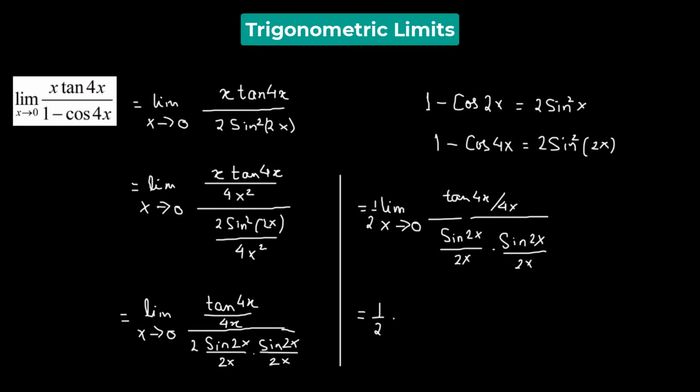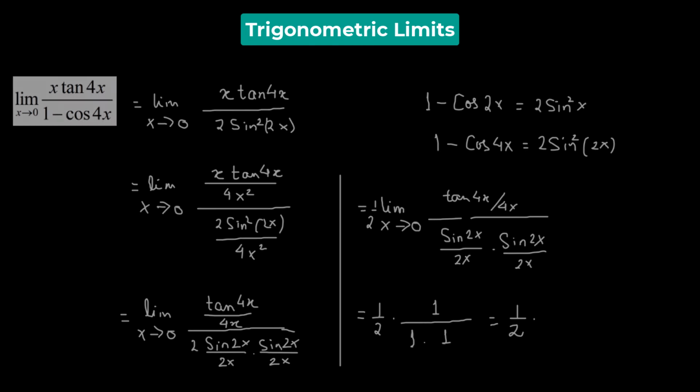Now when we apply the limiting value of x going to 0 to each of the functions, the numerator, which is tangent of 4x over 4x, will be 1 as per our definition. Sine 2x over 2x is also going to give us 1. So the final limiting value is going to be equal to half. Let us do another problem.